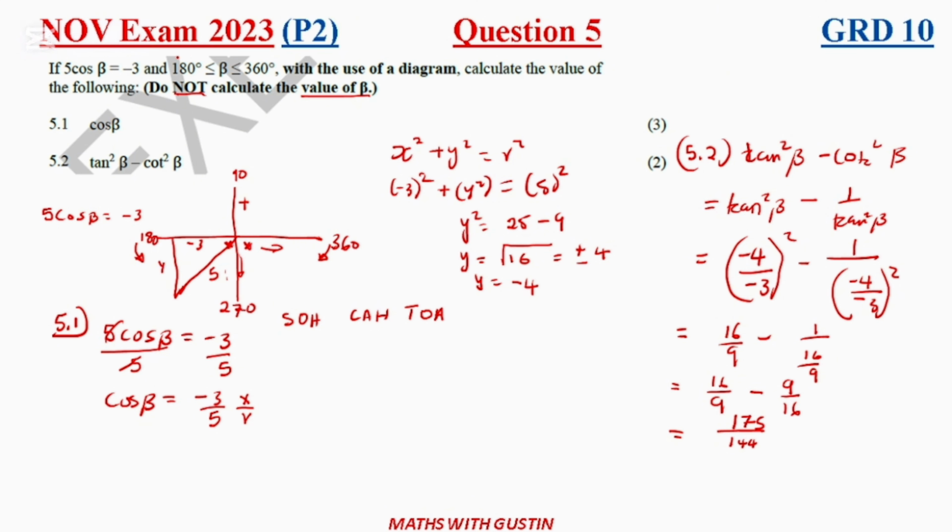The most critical thing here, guys, is to realize that you have got this restriction here, which will help you decide on which quadrant your diagram is going to be, and it will also assist you in deciding whether y should be positive or negative.